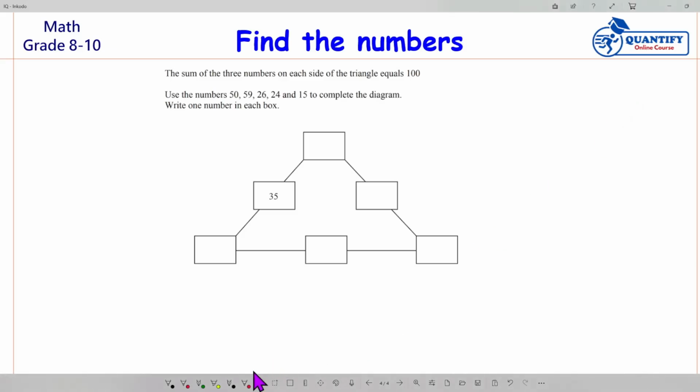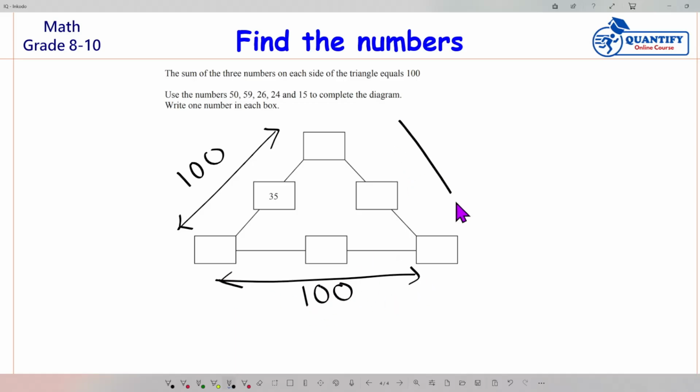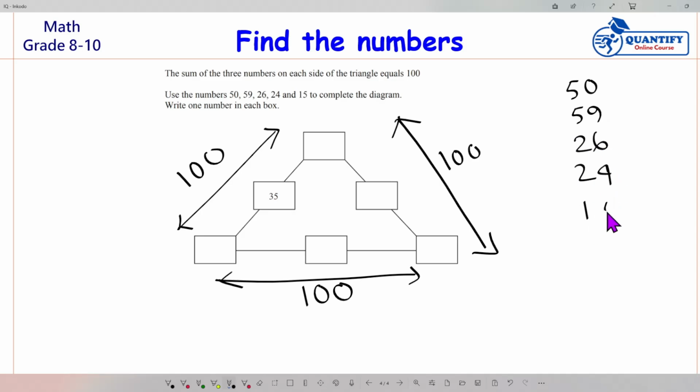Find the numbers. Here is a triangle and we have to fill the diagram. Once we fill it, each side's summation will be 100. This side, every side, it will be 100. And we have some options like 50, 59, 26, 24 and 15. By these numbers we will fill the blank boxes.